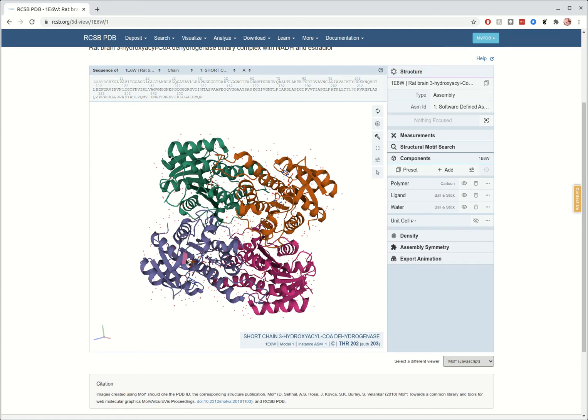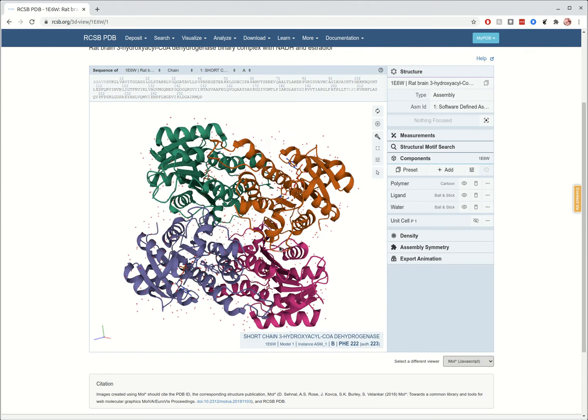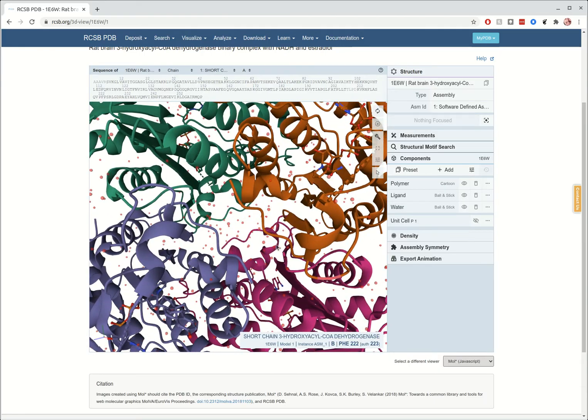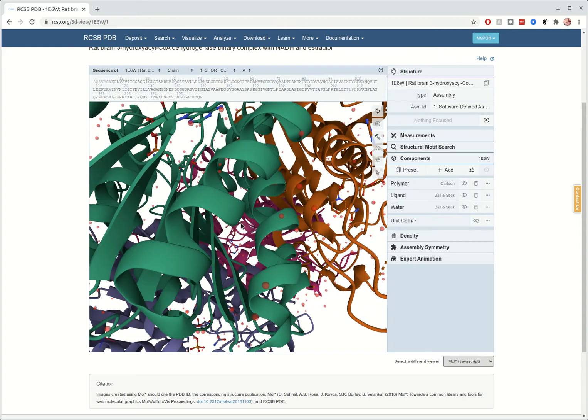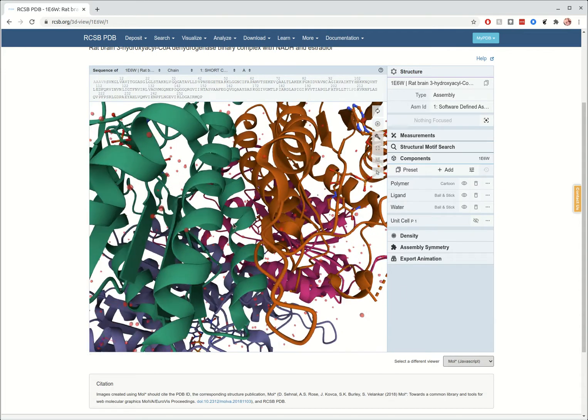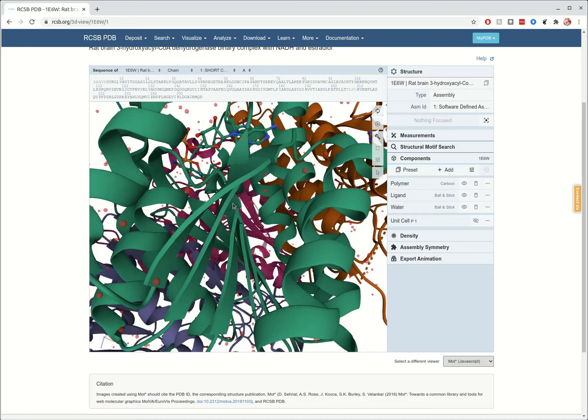Now another thing that you should see here is you can see a lot of spirals. Those are alpha helices. Maybe a little less obvious, I will zoom in a bit, is that in addition to spirals, there we go. Let's see, you can kind of see it there. Let's see if I can.